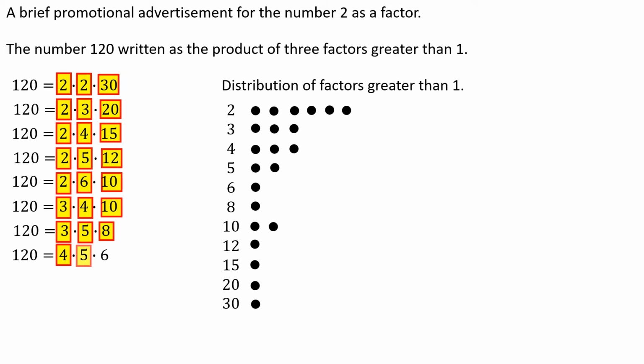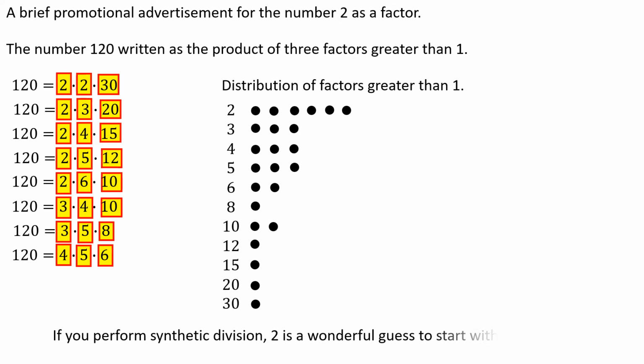So if you have to use synthetic division and you really have no clue what number to try, I heartily recommend that you try the number 2. If 2 doesn't work, perhaps you can try a -2. Or perhaps you could try a 3 or a -3. But 2 is going to probably be the most likely thing to unlock if you have to use synthetic division. All right, so there's our promotional for the number 2.